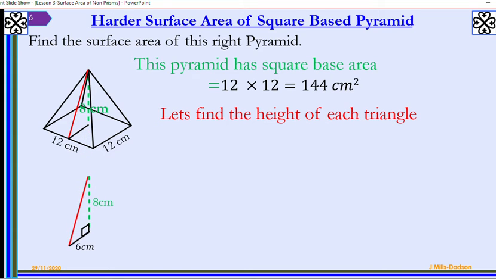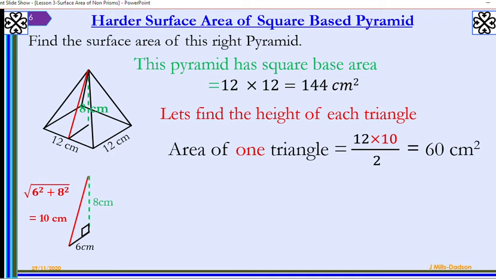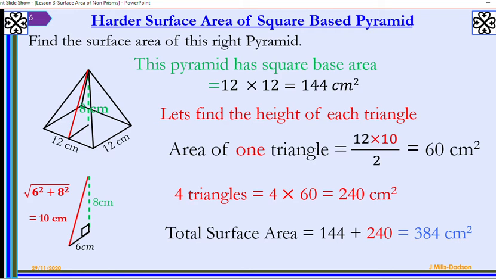So using Pythagoras to find the red line, which is the hypotenuse, I'm going to use the addition rule. It's the square root of 6 squared plus 8 squared, and that will give me 10 cm. Now that I know the height of the triangle is 10, one triangle will be 12 times 10 divided by 2, which is 60. 4 triangles will be 4 times 60, which is 240. And total surface area will be the base area plus the area of the 4 triangles, which is 144 plus 240, and that is 384 cm squared.